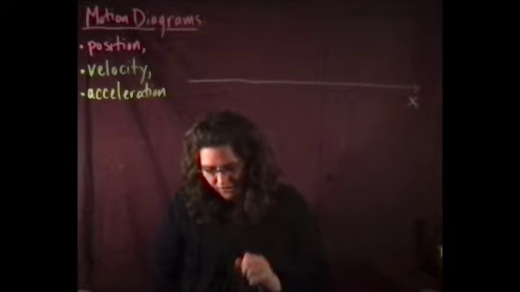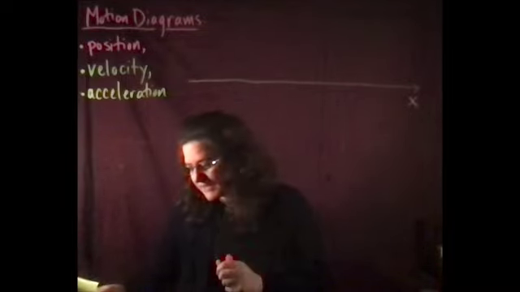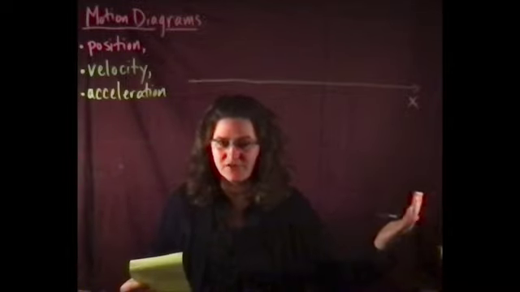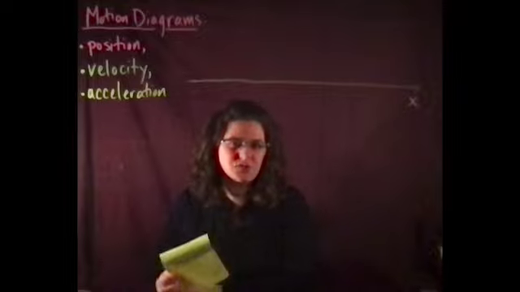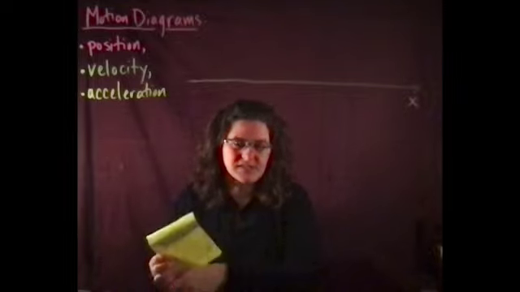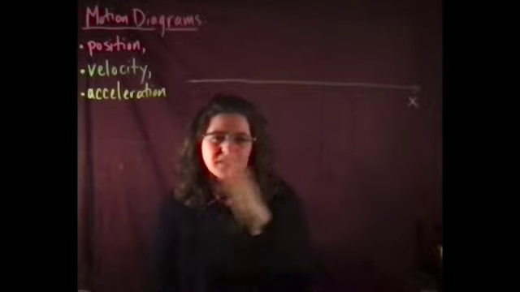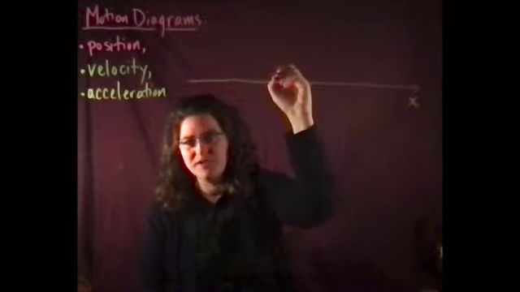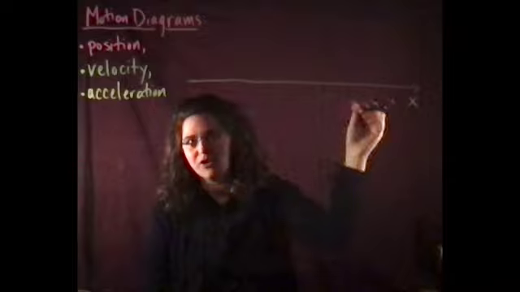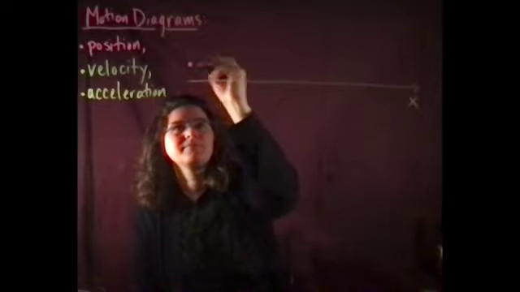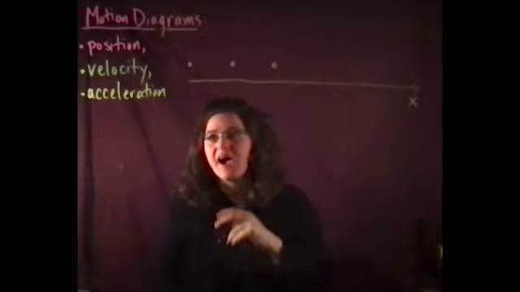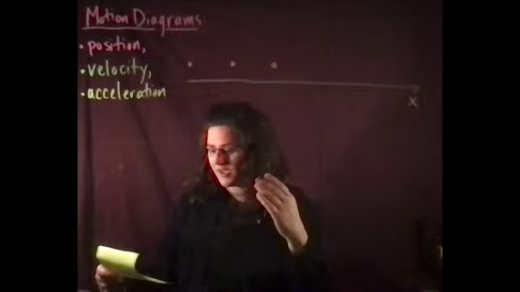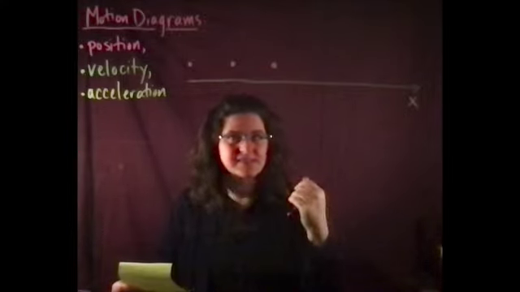Let's say we've got a car driving at a constant speed and slowing down with a constant acceleration after that. So first we're going to have a car driving at constant speed. If something is driving at constant speed, then position dots will be at even increments because of the even time intervals. At a later time, the car starts slowing down. It's slowing down with a constant acceleration.